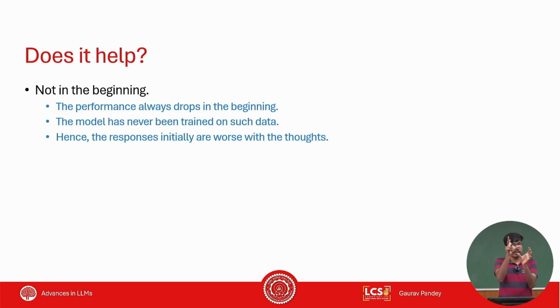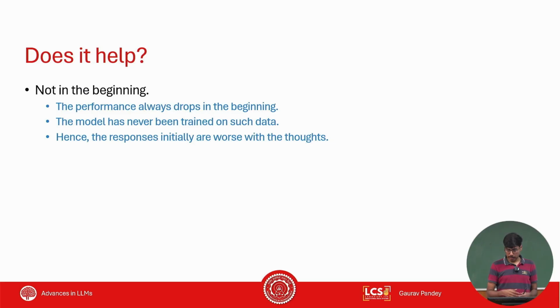Initially, if you just ask the model, the model has not seen this structure: here is my thought process, then the thought; here is my response, then the response. Especially for generating poems, it has never seen this structure in its training, or may have seen it very rarely. So the performance always drops in the beginning. You will see a 2 to 3 percentage point drop. Initially, the responses are going to be worse with the thoughts than without the thoughts.